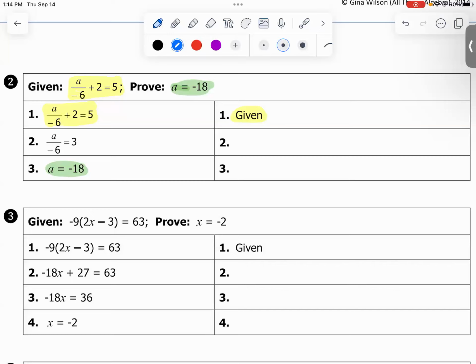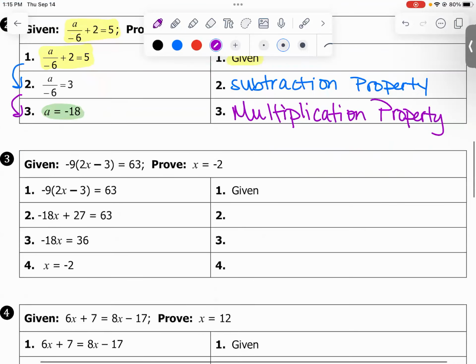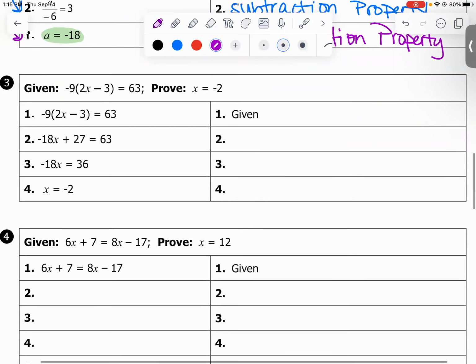Okay, Brayden, what is the reason for step 1 to step 2? Because we are subtracting 2 from both sides, right? Yeah. Okay, Alex, what is the reason for 2 to 3? Because we are multiplying both sides by -6. Okay, all right, let's look at proof number 3 right here.